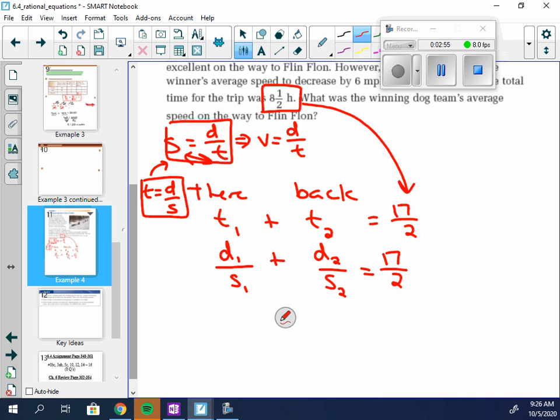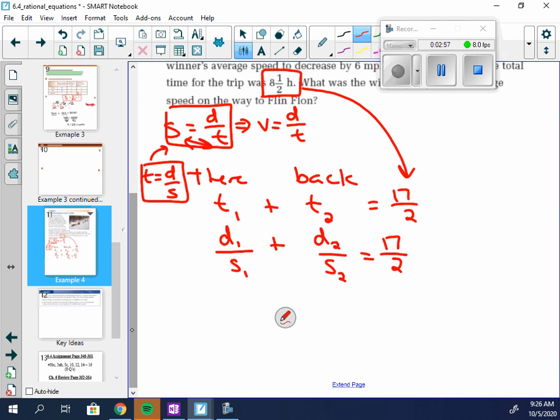Now I have way too many variables here. I actually have 4 different variables: a D1, a D2, an S1, and S2. But some of them we can put values in, and others we can relate. They gave you information that the total distance was 140 miles. If you're going there and back, then there should be the same amount coming back, and they'd each be 70. So I know that my distances are both going to be 70.